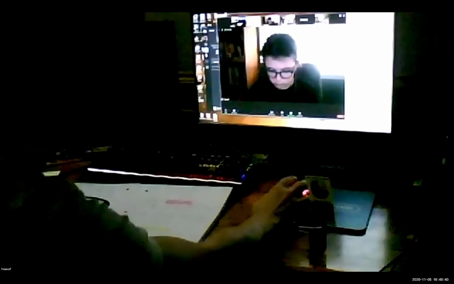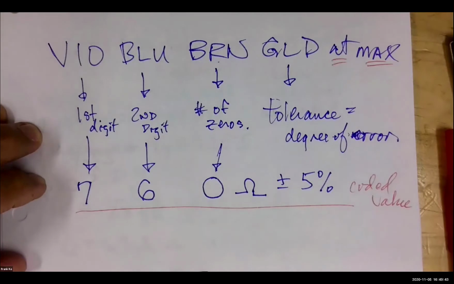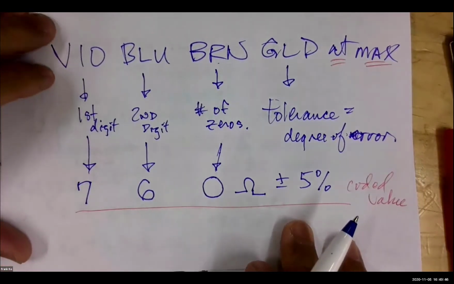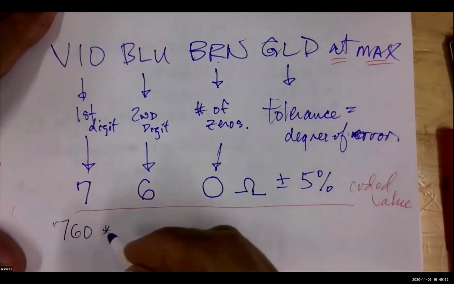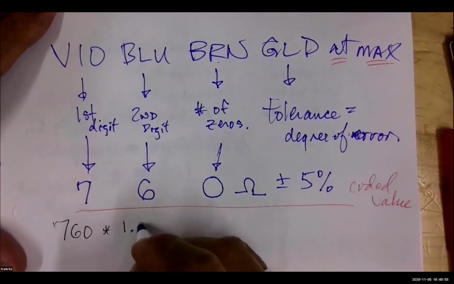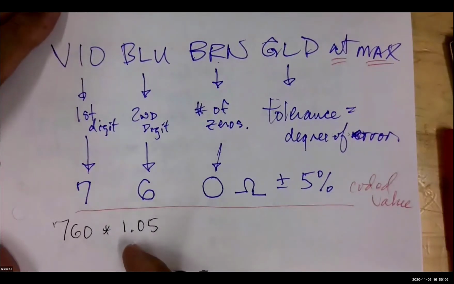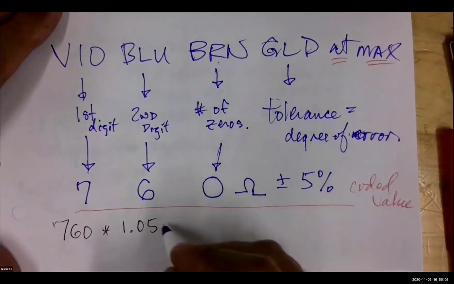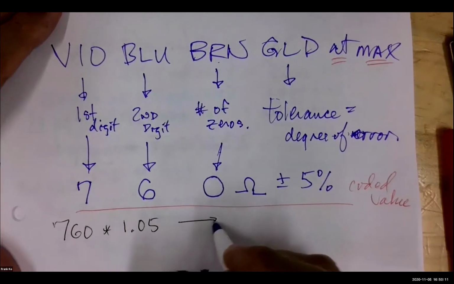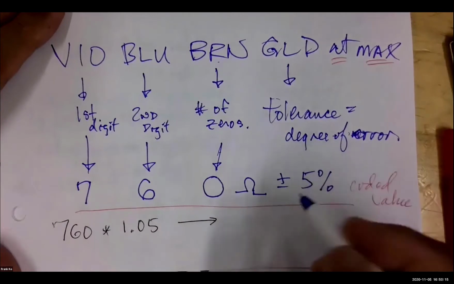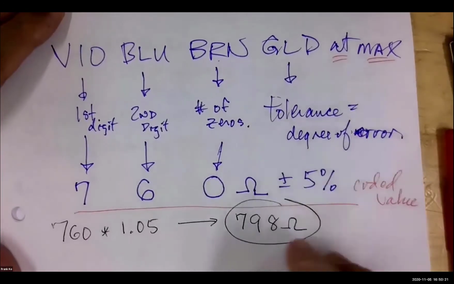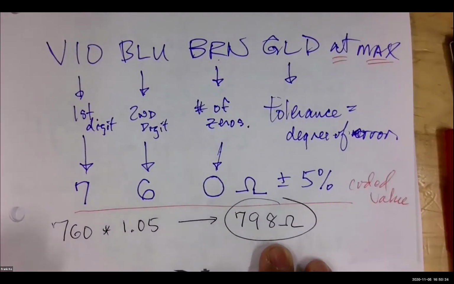I want to calculate what the value will be at maximum tolerance. It'll be 760 times 1.05. So we multiply 760 by a decimal factor of 1.05. All the different decimal factors for calculating maximums and minimums for the different percentages of tolerance should be in your notes. I won't take time to review that now. So 760 times 1.05 calculates to be how many ohms? 798 ohms. Is everybody okay with how we decoded that resistor value?